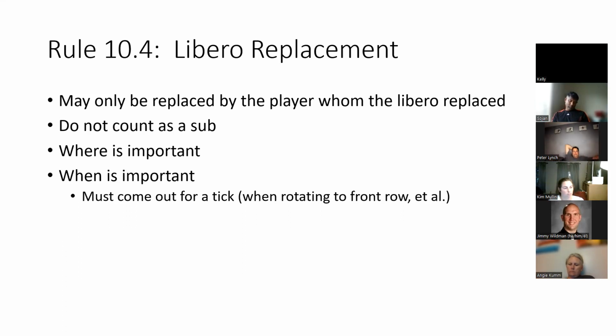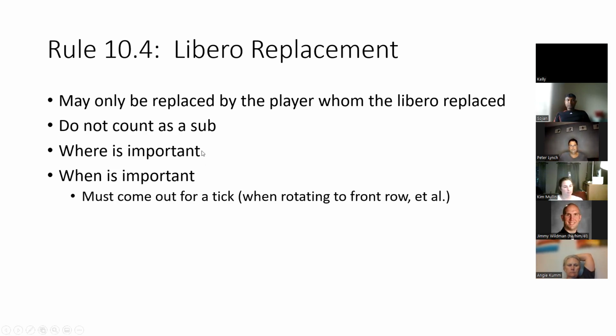So sometimes there is some confusion that they're only allowed to come in for one player or two players, and that's not the case. They can only come in for back row players. They don't count as a substitution. Where is important. Geez, that sounded really smart when I typed it. Now I don't remember what it means, but they can't rotate to the front row, and they can't replace anybody in the front row. So I hope that's what I meant.